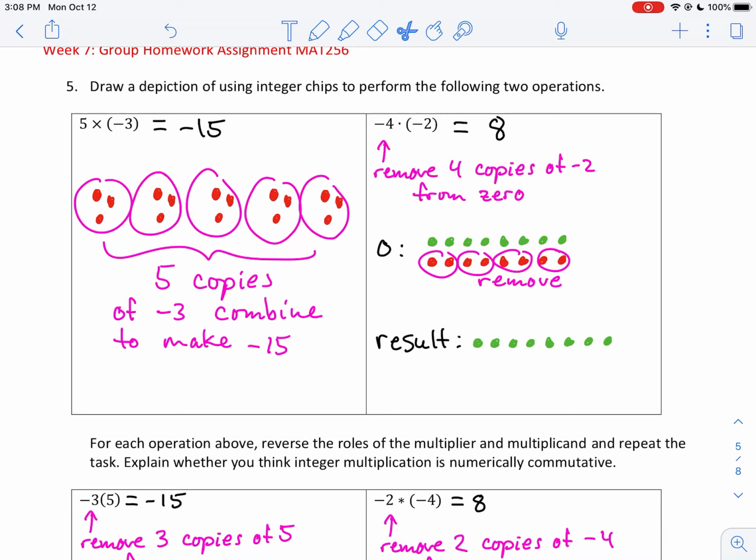Here's some multiplication. 5 times negative 3, that just means do 5 copies of negative 3. So here's your 5 copies of negative 3. Combine them together and you get negative 15. But when your multiplier is negative, we have this idea of removing. So when you see negative 4, think you want to remove 4 copies of negative 2. And what are we removing from? Well, let's start with 0. Let's start with nothing and then remove 4 copies of negative 2 and see what we get. So I started with a depiction of 0 as 8 plus-minus pairings. So this is 0, but it's a representation of 0 that will allow me to remove 4 copies of negative 2. And when I remove these 8 reds, you're left with positive 8.